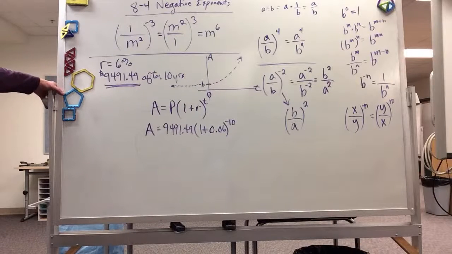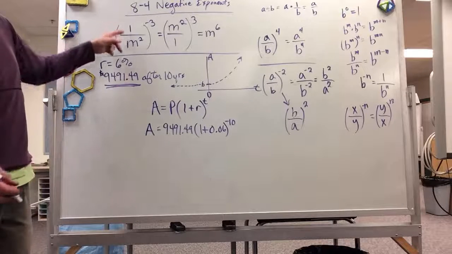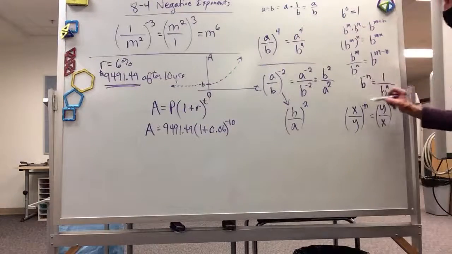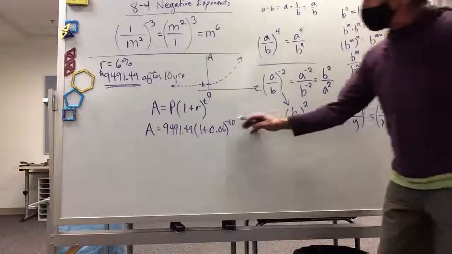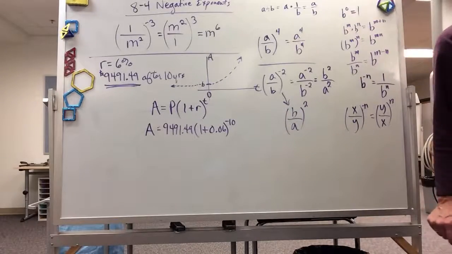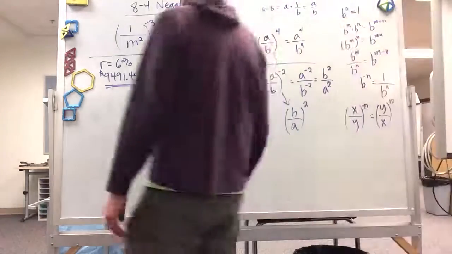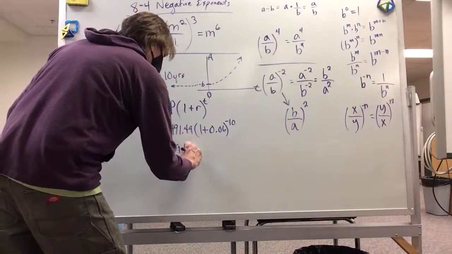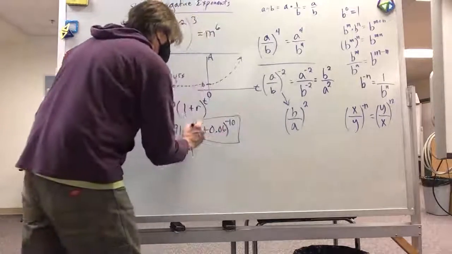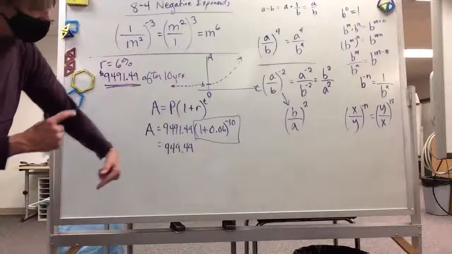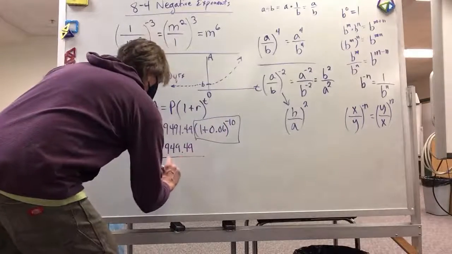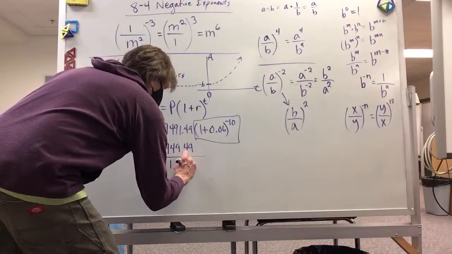So you can do it on your calculator. But what they'd like you to do is use the property here, or like over here, maybe this version of it, to take a part of this and turn it into a positive exponent. So in this case, you have 9491.49, but this whole thing can be written in the denominator position if we change the exponent to a positive 10. So this is 1.06 raised to the 10th power.